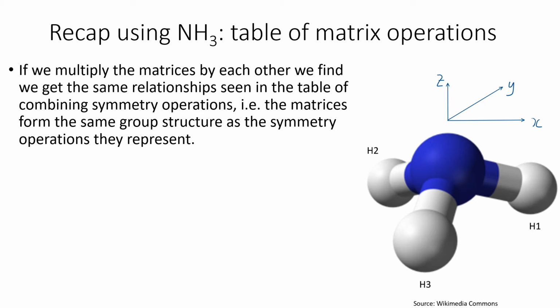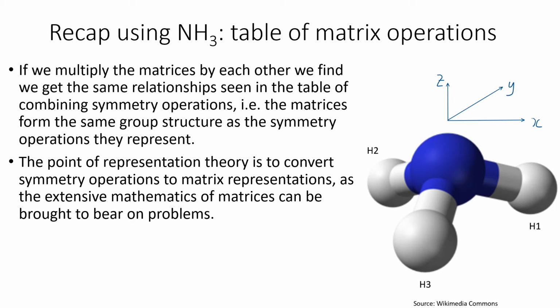And so this table of combining symmetry operations looks just the same when you do it in terms of the matrices. So you might think, what's the point of that? But really the point of this, and this is the whole point of representation theory, is that once you can get all these symmetry operations in the form of matrices, you then suddenly have all that extensive mathematics that we know to do with matrices. We can bring that all to bear. And so then using all that matrix mathematics, we can make a lot of headway from all this theory.